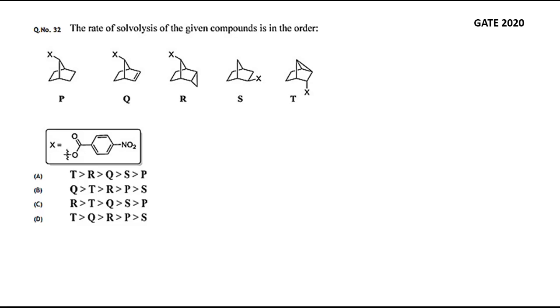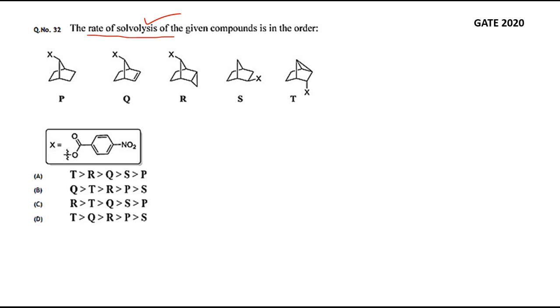So let's start. The first question is related to rate of solvolysis. Five compounds are given and we have to find the order. Solvolysis means the solvent itself is acting as nucleophile. So this is basically substitution, and here we have to check the carbocation stability. So the question is actually to find the stability order of carbocation, because when stability of carbocation is high, then if we consider the SN1 mechanism, the rate will also be high, because carbocation generation is the rate determining step.